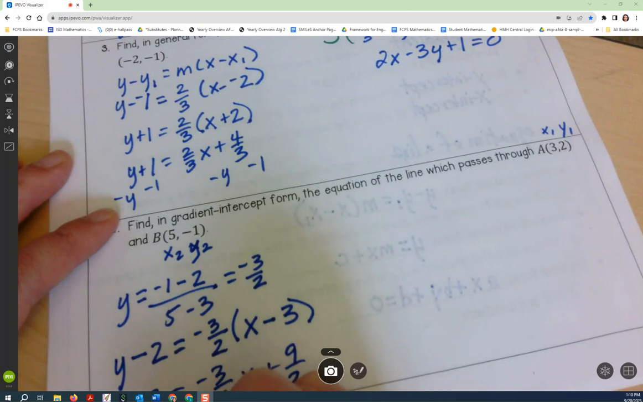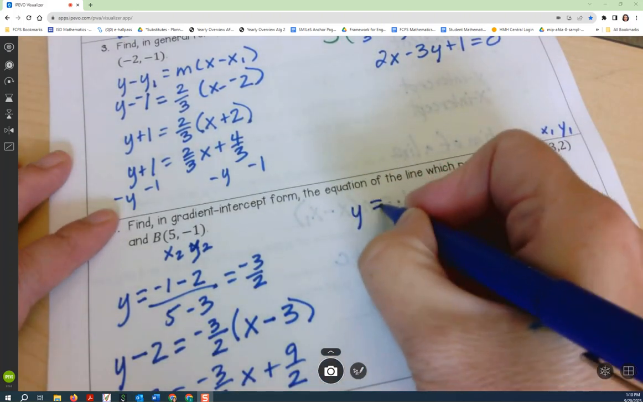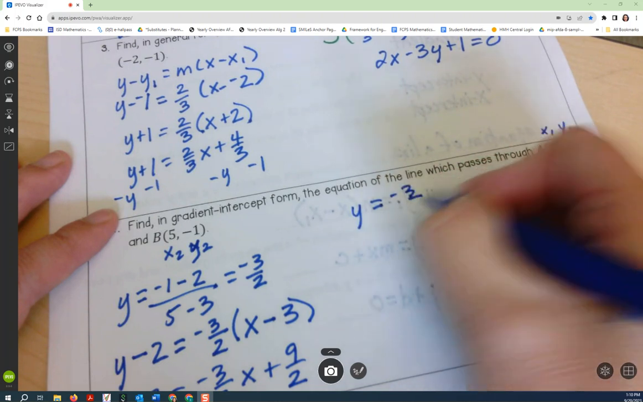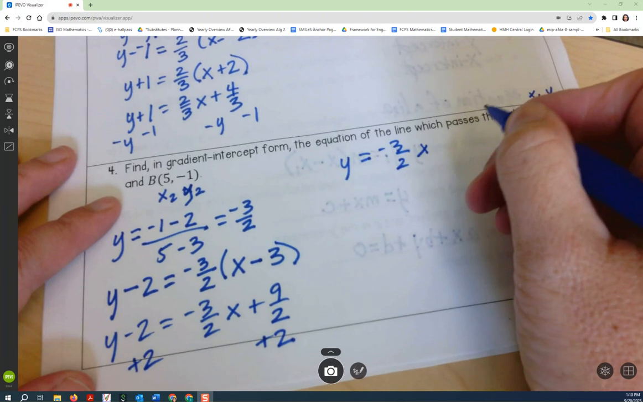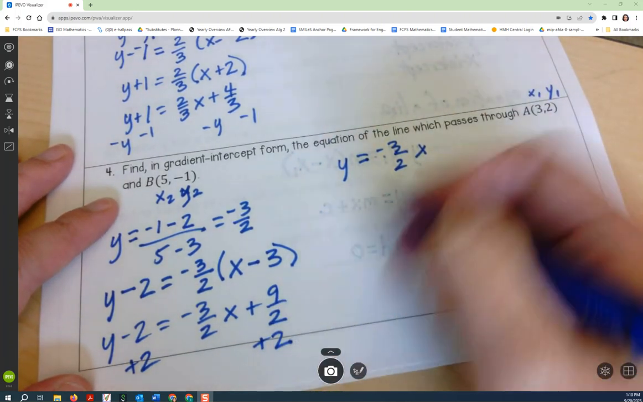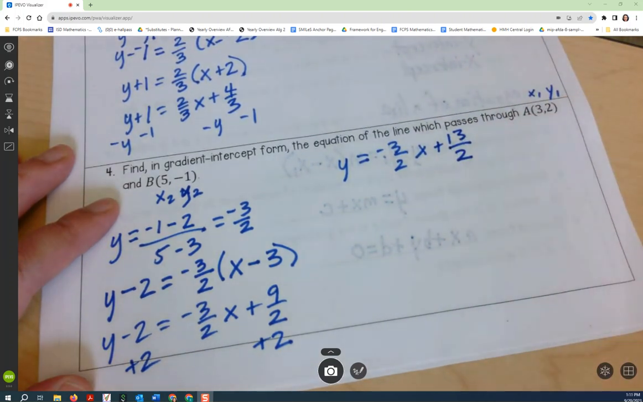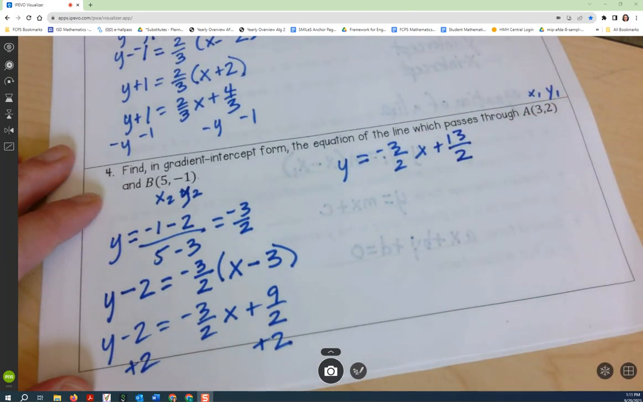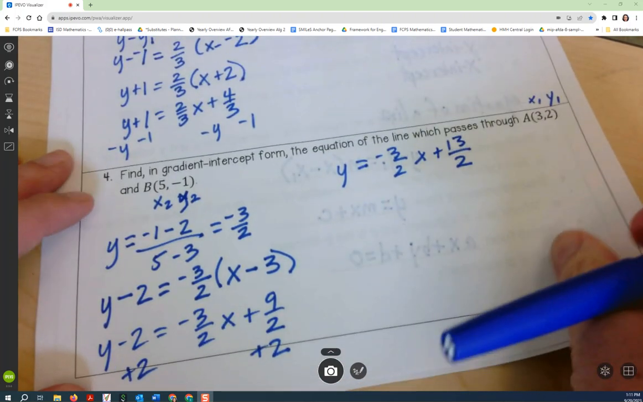And I will add 2 to both sides. So my y is by itself. I still have negative 3/2 x. Oops, you can't see any of that. And let's see. So this would be 4/2, so I have 13/2. And I think I did it. This is my gradient intercept form.